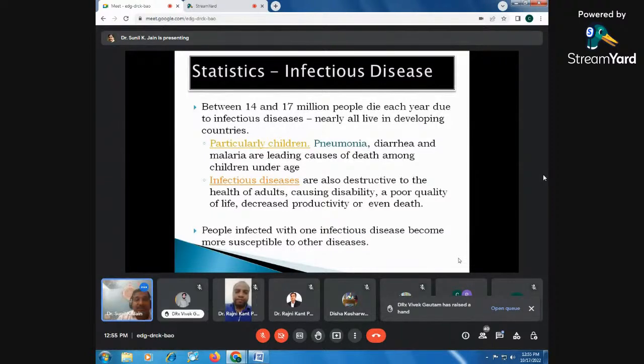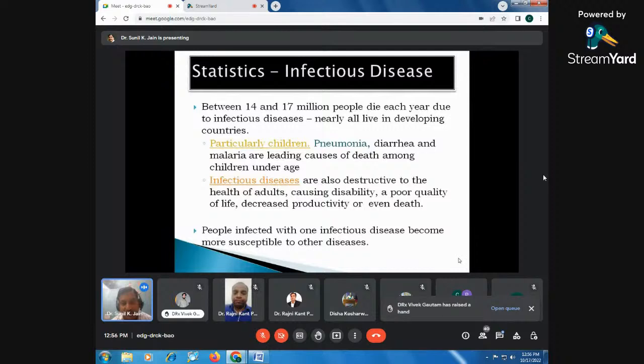These infectious diseases also affect the health of adults, causing disability, poor quality of life, decreased productivity, or even death. Persons infected with one infectious disease become more susceptible to other diseases. So we should do research on this.